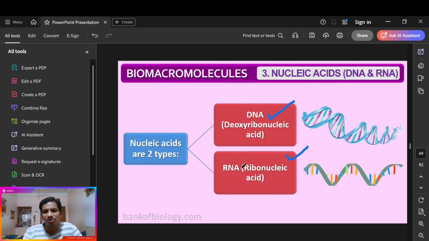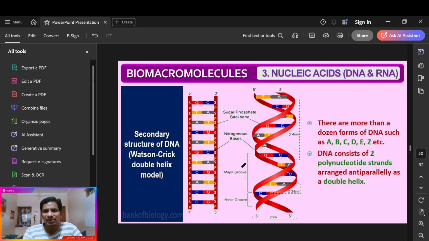Right? Here is the secondary structure of DNA. It was discovered by Watson and Crick. This is the double helix model, right? See here how it is a double helix model. We learn this in 12th, molecular basis of inheritance. There are more than a dozen forms of DNA, such as A, B, C, D, E, Z, etc. Different forms are there: A type, B type, C type, D type, E type, and Z type.